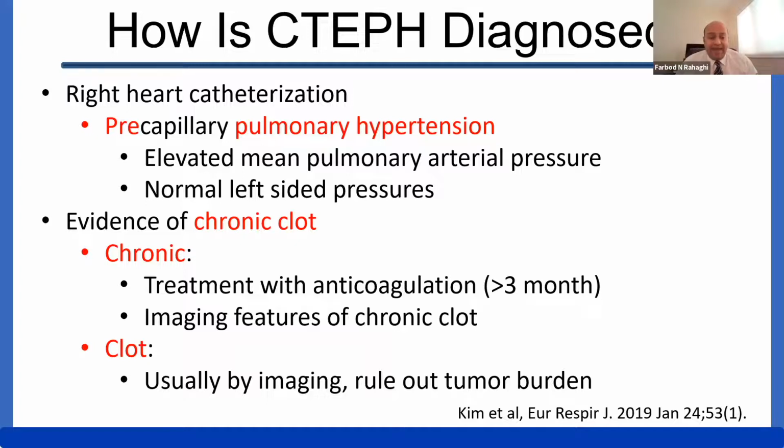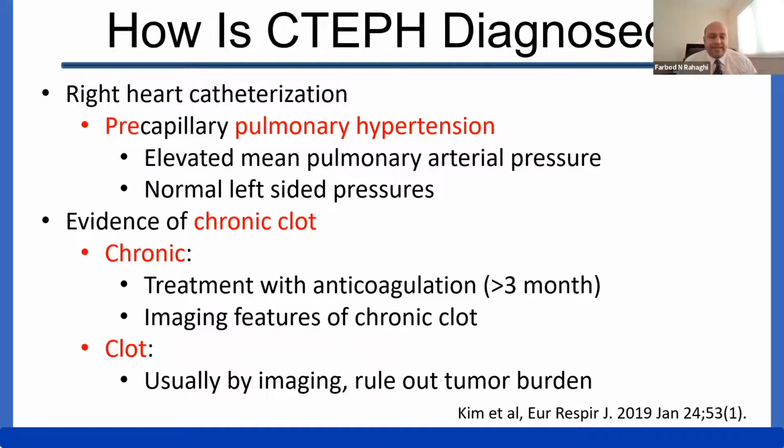And the specific manifestations of that are the elevated pulmonary arterial pressures, but also normal left-sided pressures when you do your right heart catheterization. But in addition to these findings on right heart catheterization, which is what you would see in group 1 PH, otherwise known as PAH, what you also need is evidence of chronic clot. And the word chronic is key here because this, as we'll see, distinguishes it from acute pulmonary embolism. So what does chronic mean?